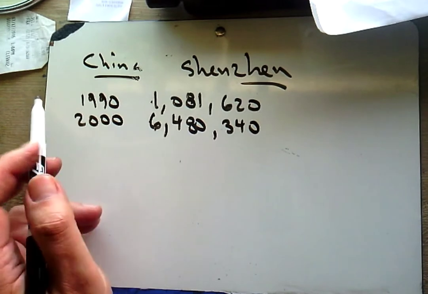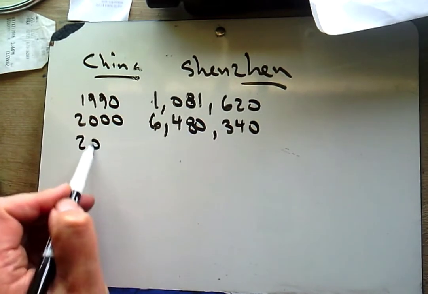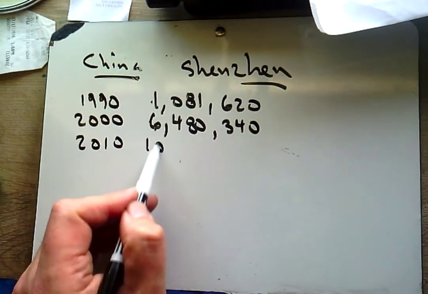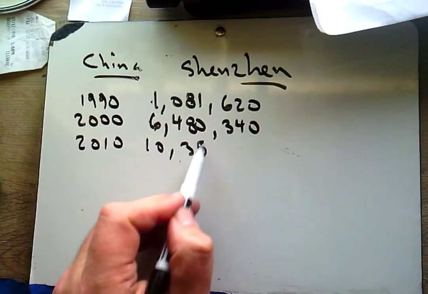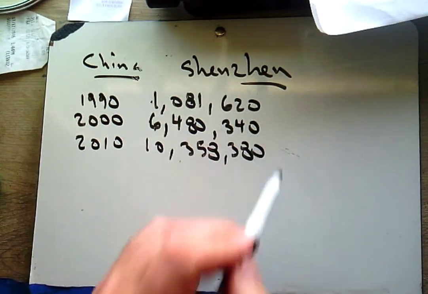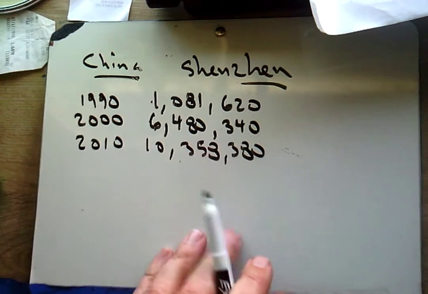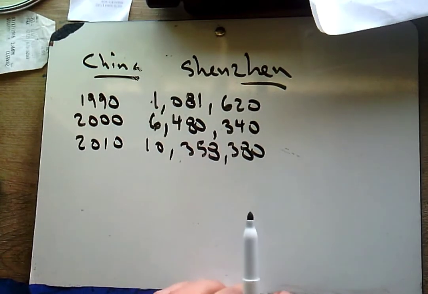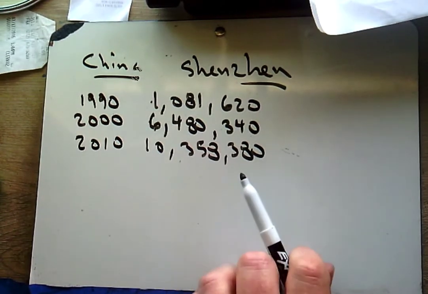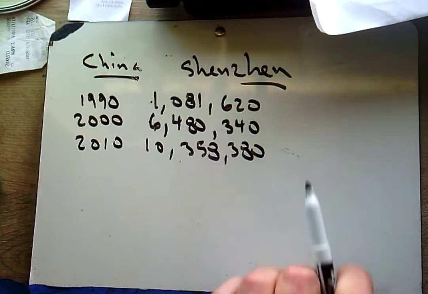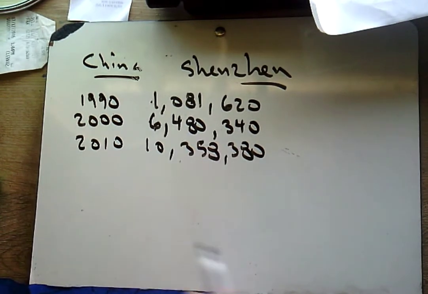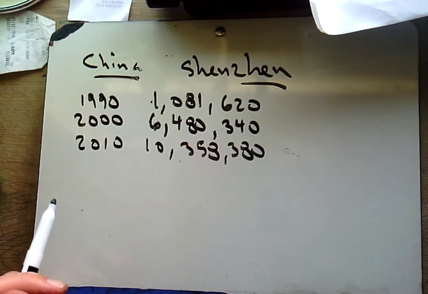Okay, that's exciting growth, except that by 2010, 10,358,380 people. OMG, that's a growing town they got there. Now, some people will wonder about the accuracy of these numbers. The government in China is not always particularly honest with the numbers that it posts.